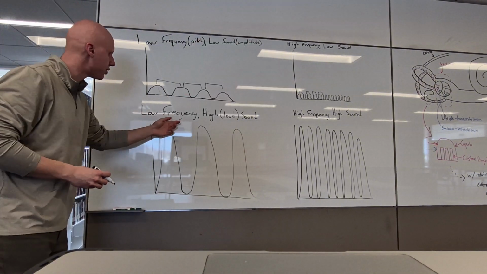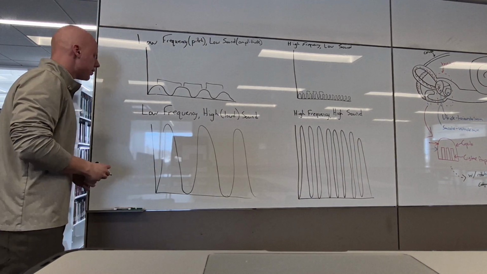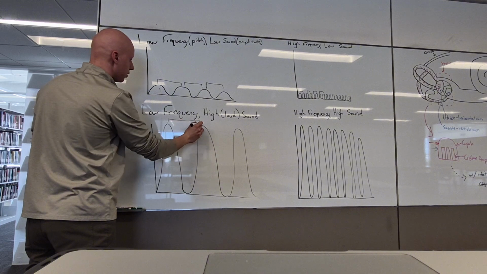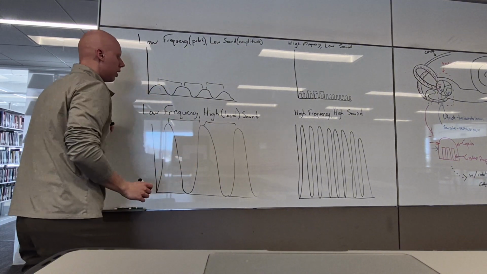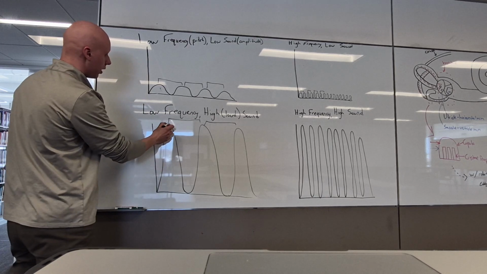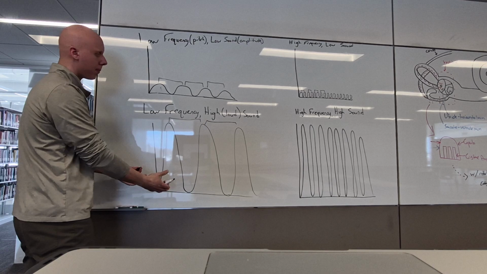Now, if we have a low frequency but a high sound, a very loud sound, that means that we're going to have wavelengths that are still going to be very far apart. But since the sound is now high, that's going to mean that the amplitude of the sound waves increases. So your graph will look like this.